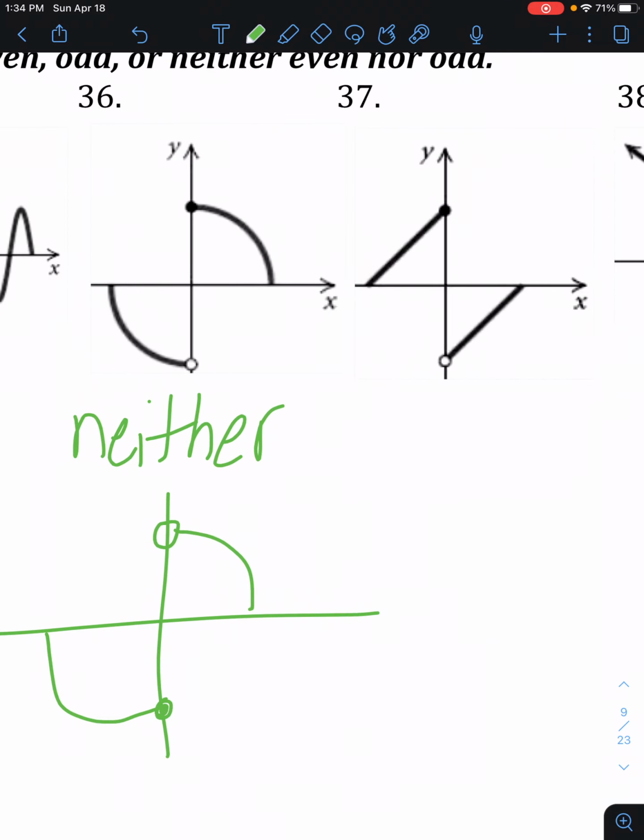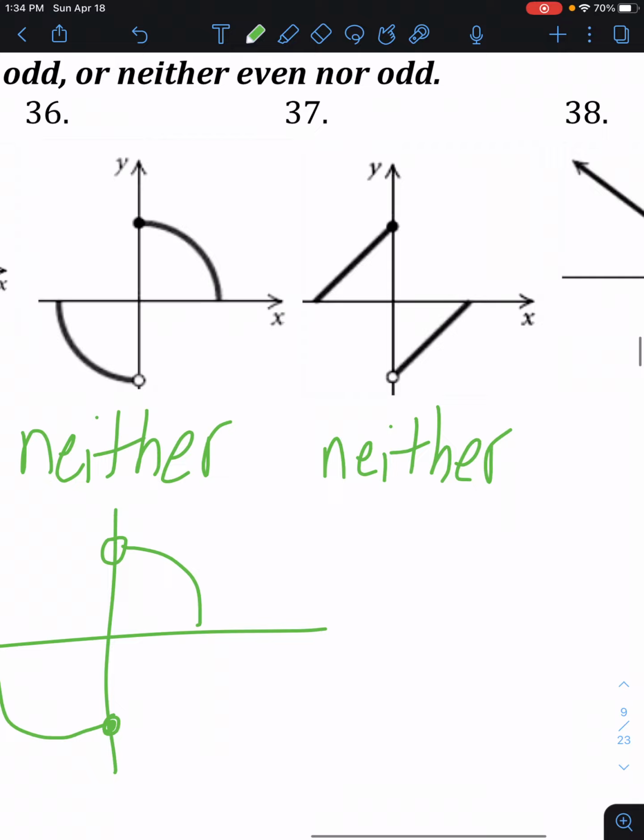Number 37, pretty much the same thing as 36. If you rotate your screen or paper 180 degrees, this would not be the same because of the open circle, closed circle. So this is another neither. It's not even nor odd.